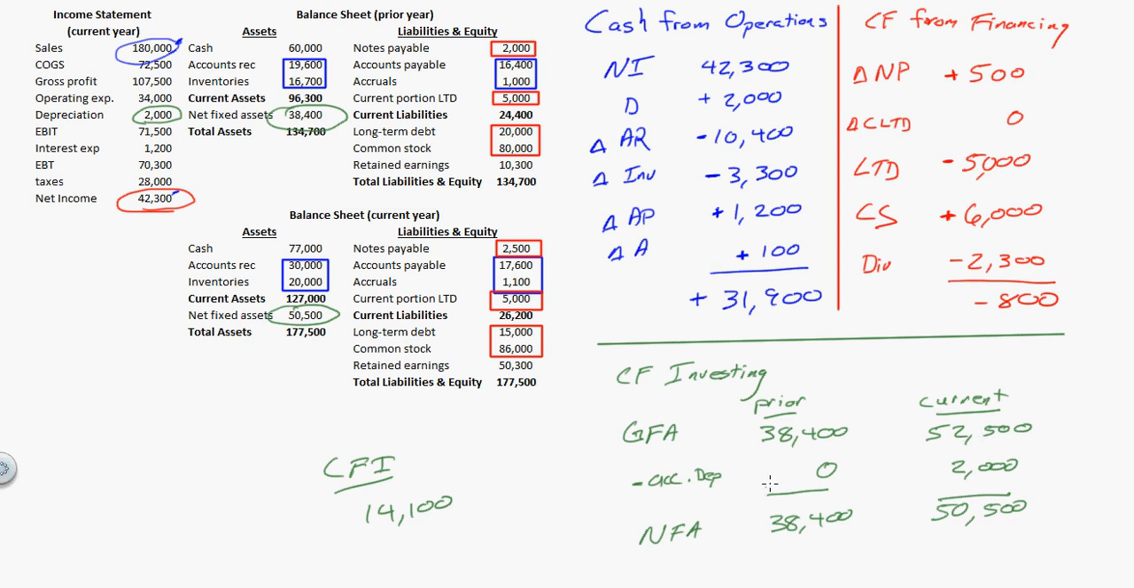Well, you have more plant, property, and equipment. I don't know what type of equipment or property or plant. I don't know exactly what it is, but I know you have more of it. How did you get more stuff? You spent money, so that's negative.